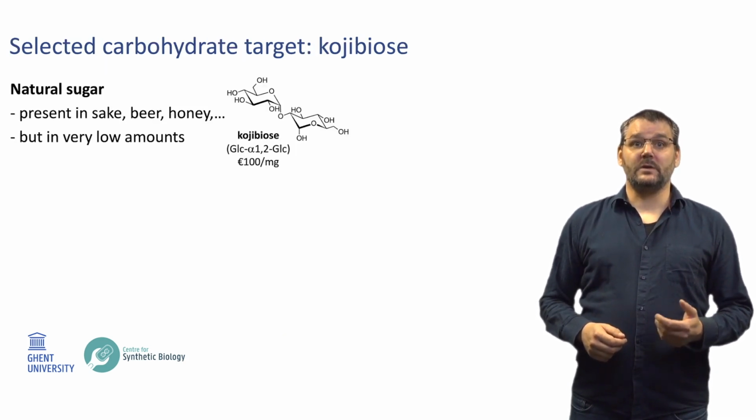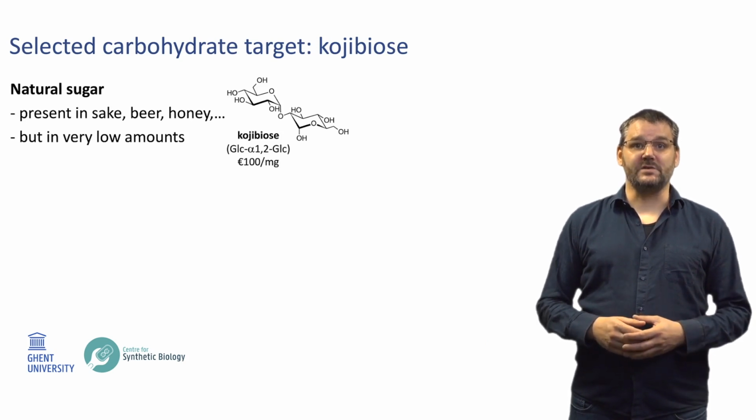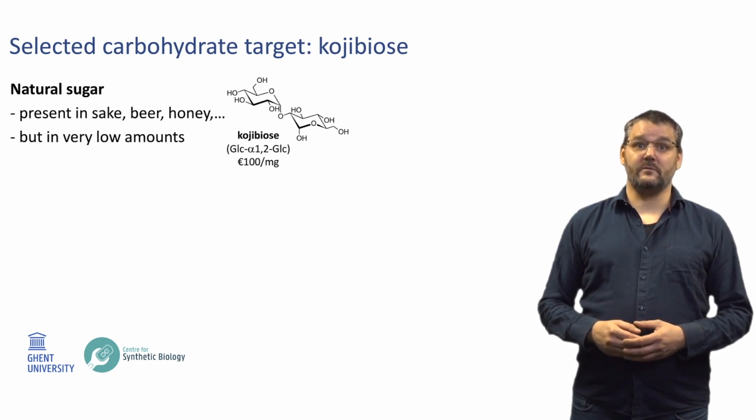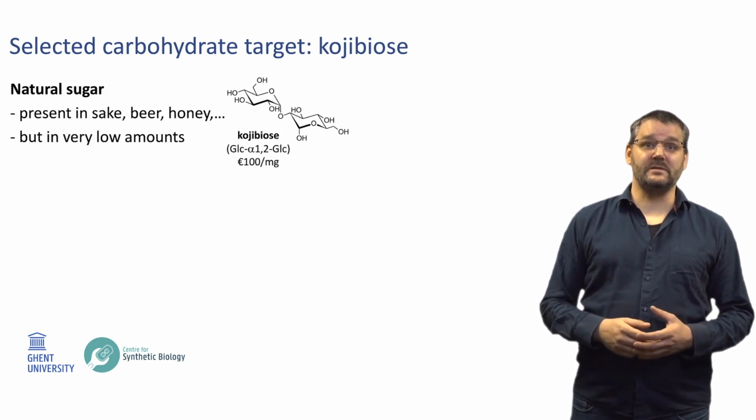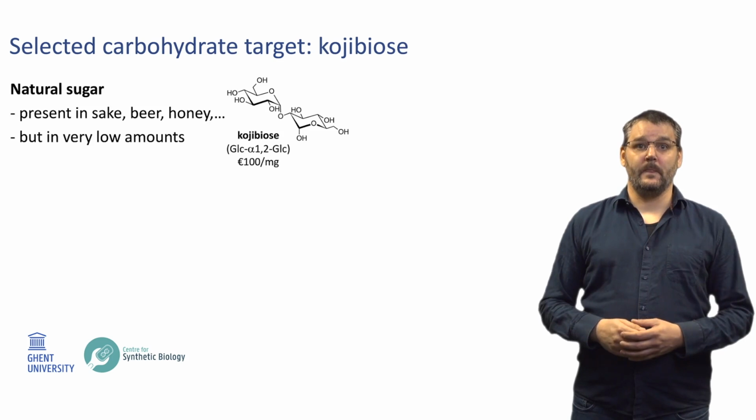At first, I would like to give you some background on the target sugar that I will be discussing here, namely Kojibiose. This is a rare disaccharide found in sake, beer and honey, but only in very, very low quantities, making it very expensive as a rare sugar.